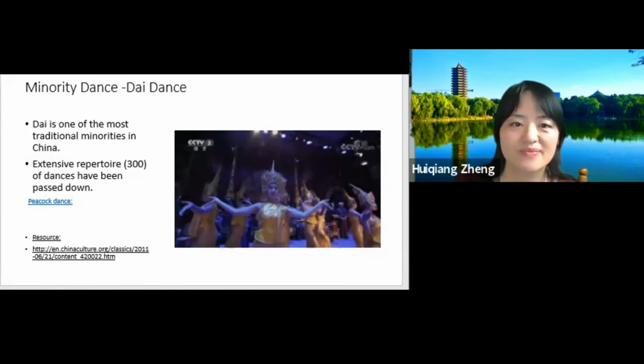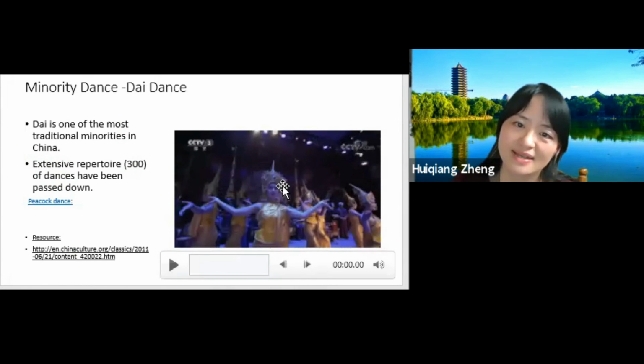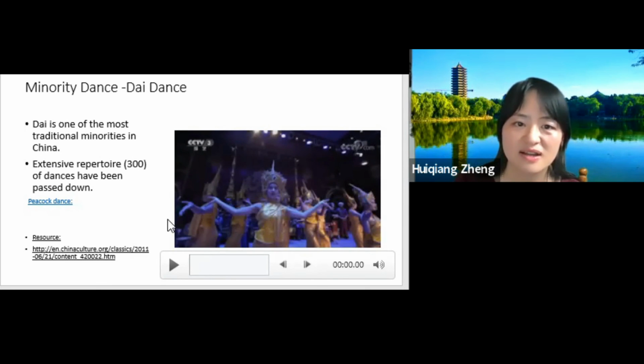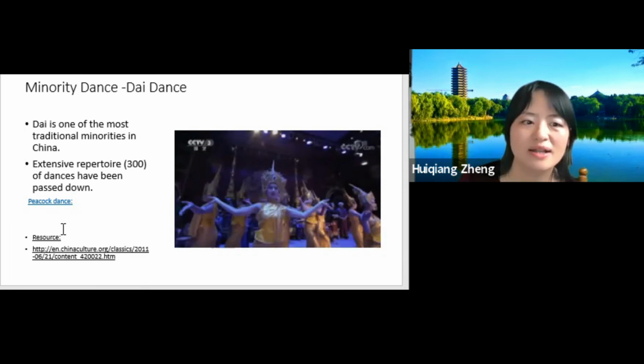The Dai minority is one of the most traditional minorities in China. This is a very traditional type of dance. More than 300 dance repertoires have been passed down, and the peacock dance is one of them.